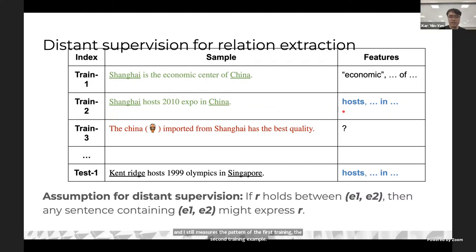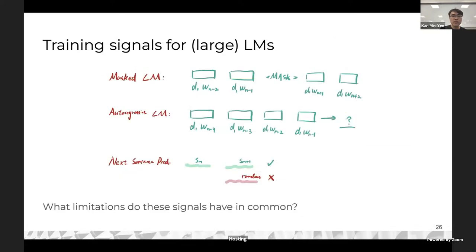And it can learn such patterns. Okay, and so let's recall the learning signals for large language models, or not so large ones. We have the masked language model: we use the surrounding words to predict the masked word. We have the autoregressive model: we have the preceding words and we are predicting the next. And we have next sentence prediction.